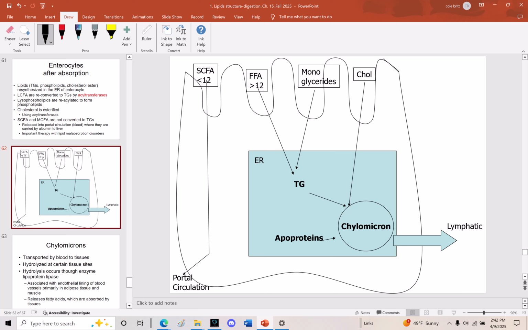What your muscles are going to do with triglycerides is use them for energy. So your muscle will take some of those triglycerides to use for energy, to make ATP. Your adipocytes, your fat cells, they're going to take those triglycerides and store them. So that's what's going to happen to the triglycerides that come from your food.